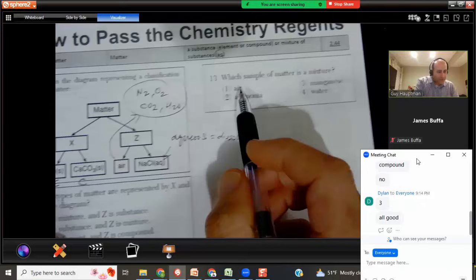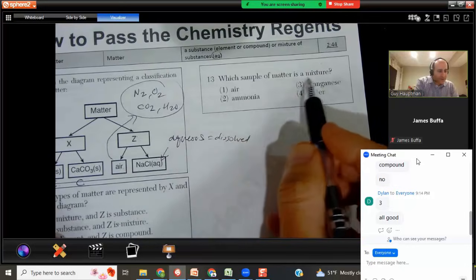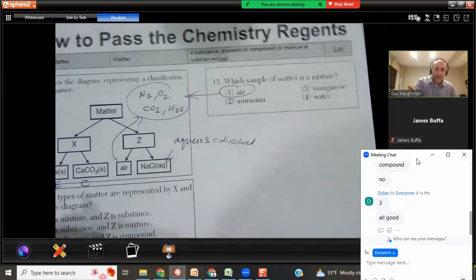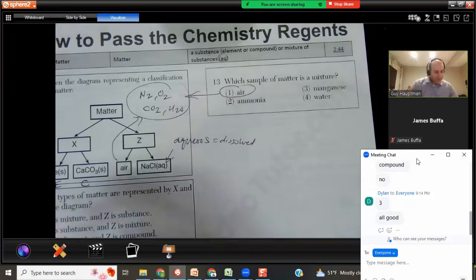Okay, and oh, look at this question right here. Which sample of matter is a mixture? We're going to go with air because they like to ask the same questions over and over again. All right, so that's it. That's it for way number 2.